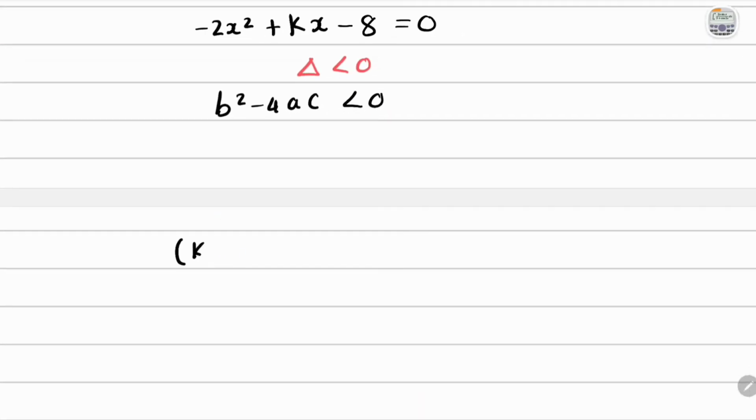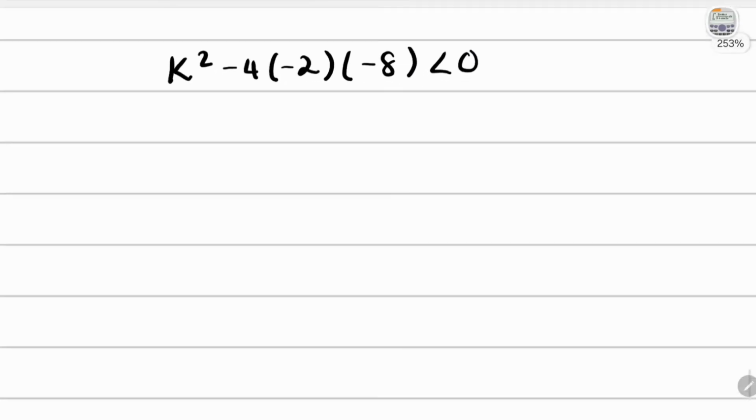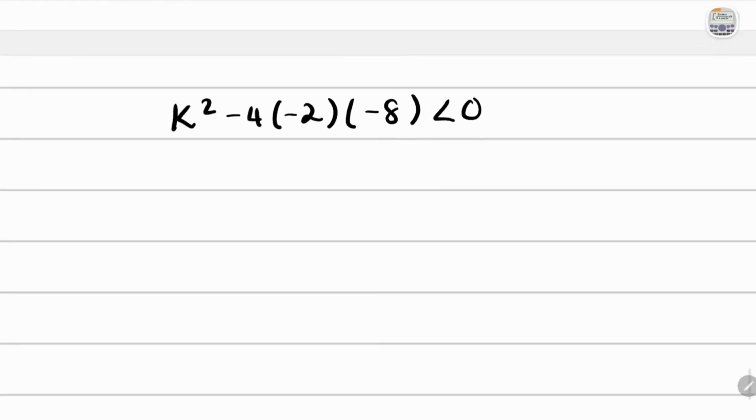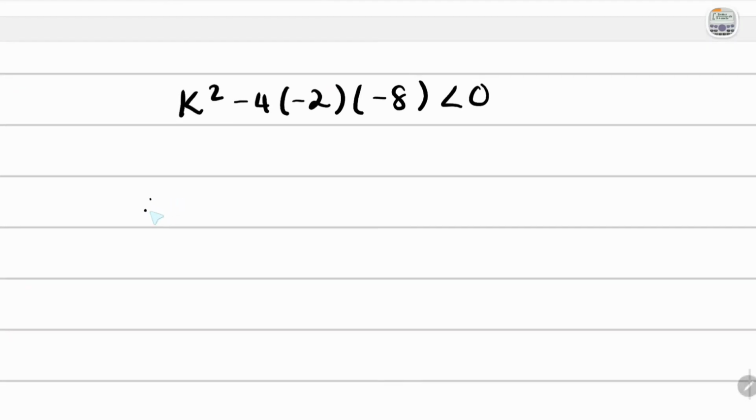B is k, so that's k squared. We just say k squared minus 4 times a, which is -2, times c, which is -8, must be less than 0. So we're just solving for k in this clearly quadratic equation. Okay, so k squared, and 4 times 2 is 8. Okay, that will be positive. Times negative 8 is negative 64, is less than 0.